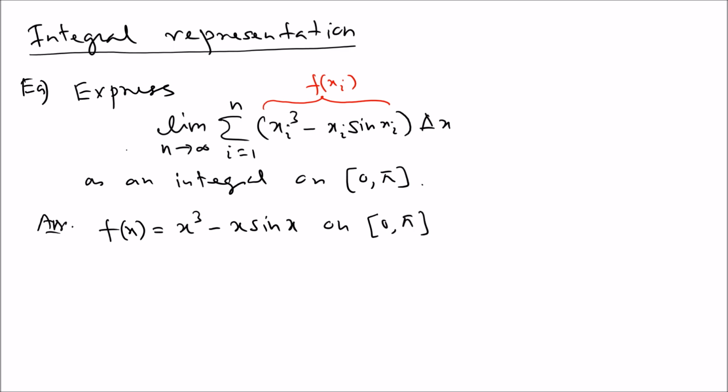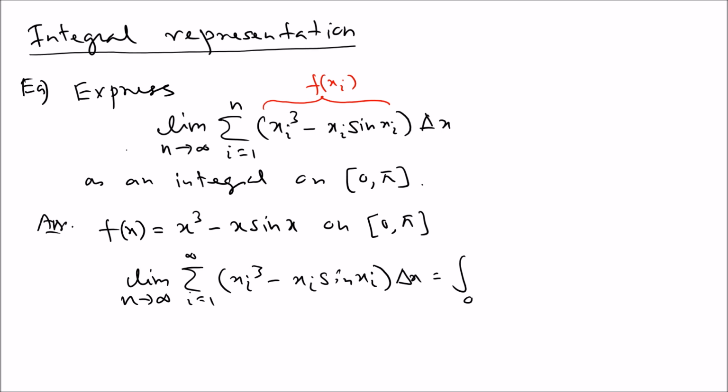The interval does matter. So the expression, we have to rewrite it for completeness, xi cubed minus xi sine xi delta x, simply becomes the integral from 0 to pi. Those numbers go there. These are the two numbers. The function is x cubed minus x sine x dx. So it's a simple problem. Delta x becomes dx. So that's the integral representation.